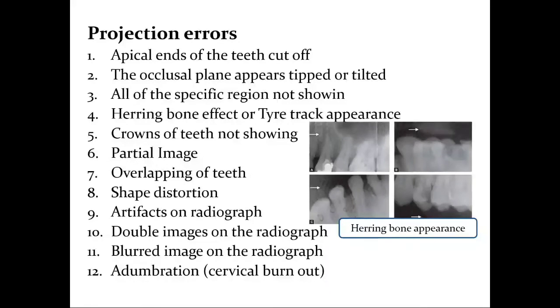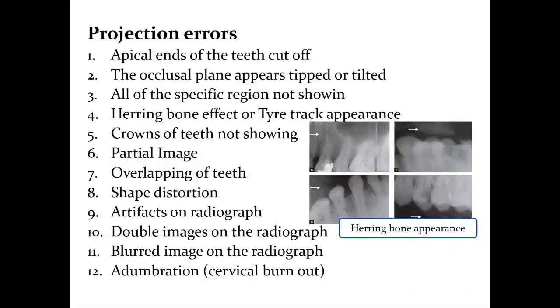Then in the projection errors you have the crowns that are not shown, the partial images. What is the reason for the partial images? It can be caused when your tube head is not sufficiently positioned, or else it is positioned in such a way that your film is also positioned improperly, where it is not coinciding with your tube head itself. So it can lead to a partial image.